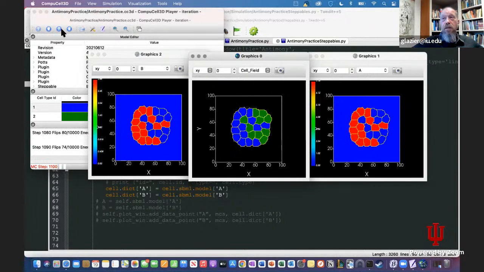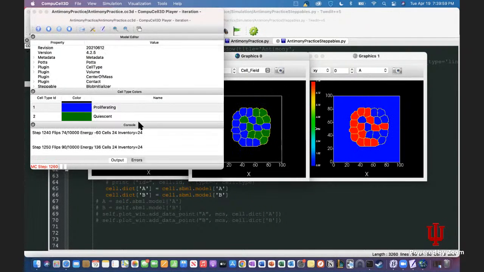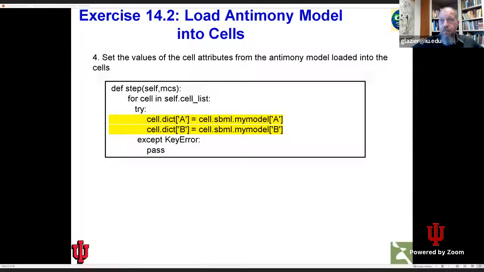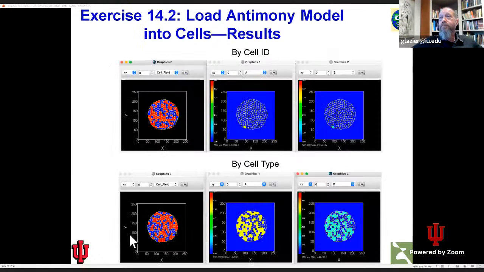Okay, not so exciting, but it's there. Then I can just mess with it. Great. So again, it's one of these things that takes some practice, but how about other people? Were you able to get that to work? Everybody? Great. All right.